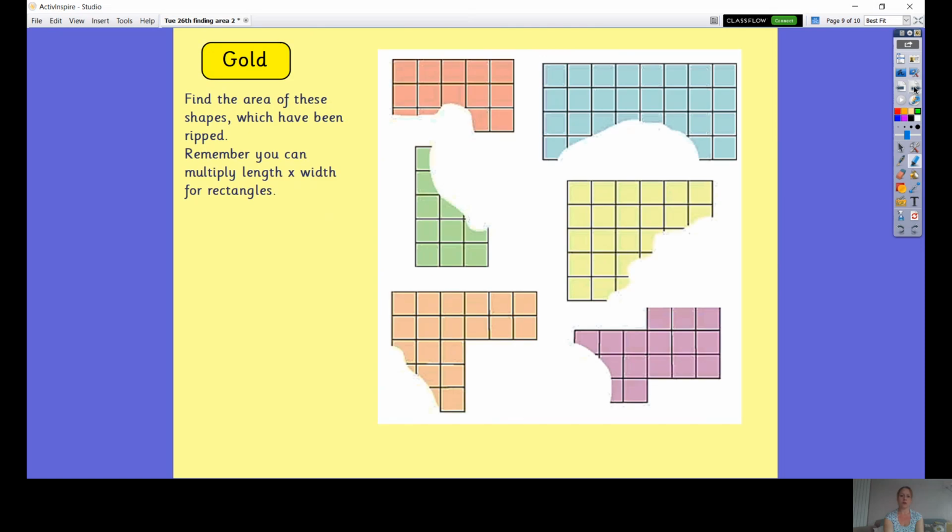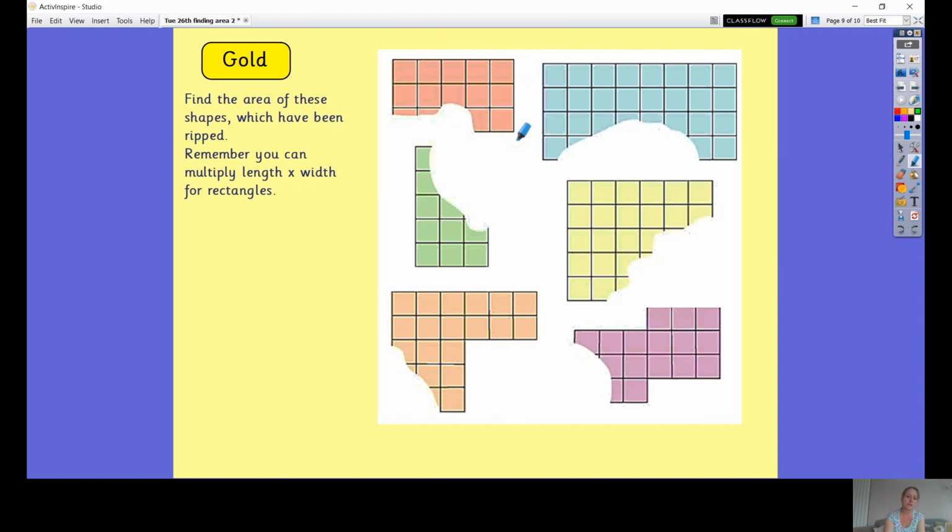Okay, moving on to gold. Gold is a bit like Dexter's problems. You're going to have to use Jack's length method for this one, where you do length times width, because some of the shapes have been ripped. Naughty, naughty person that ripped the shapes. So here, for example, 1, 2, 3, 4, 5 in a row. And how many rows are there? Well, that bit's been ripped.